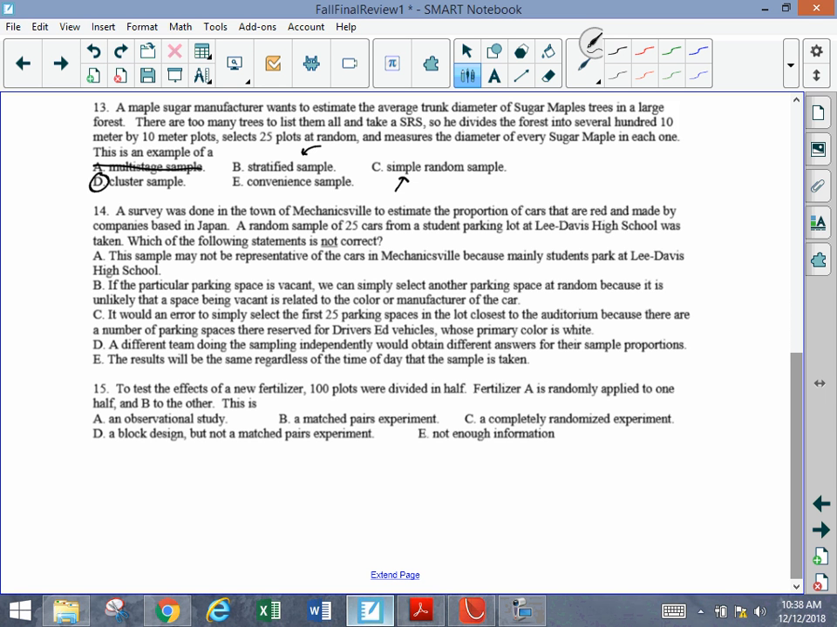Mechanicsville, 25 cars. Which of the following is not correct? A random sample case. Samples may not be representative of the cars in Mechanicsville because mainly students park at the Davis High School. That's true, so that's out. If the particular parking space is vacant, we can simply select another parking space at random because it is unlikely that a vacant space is related to the color or manufacturer of the car.